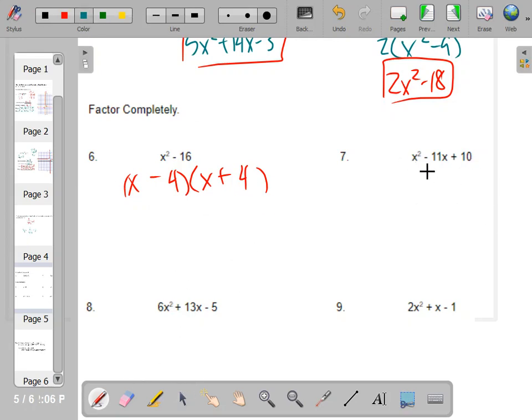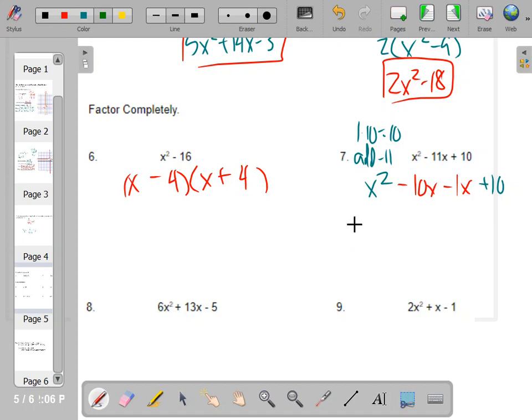If you have a trinomial, you need to split the middle. So I'll do 1 times 10, which is 10. I need numbers that multiply to 10, and they have to add to the middle. The middle is negative 11. So x squared and 10 don't change, but the numbers that multiply to 10 and add to negative 11 are negative 10 and negative 1.